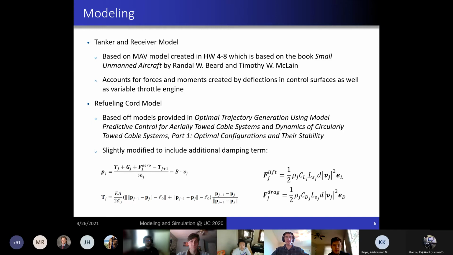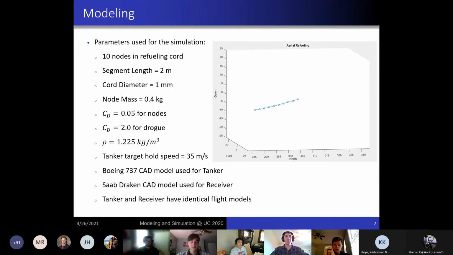Essentially, it models the tension between each node, the gravity forces on each node, and then the aerodynamic forces on each node. And then we also added an additional damping term to simulate the loss of energy due to the stiffness of the cord as it's moving around. You can see the formulas for some of those terms below. And this is the damping term that we added. It affects the acceleration of each of the nodes.